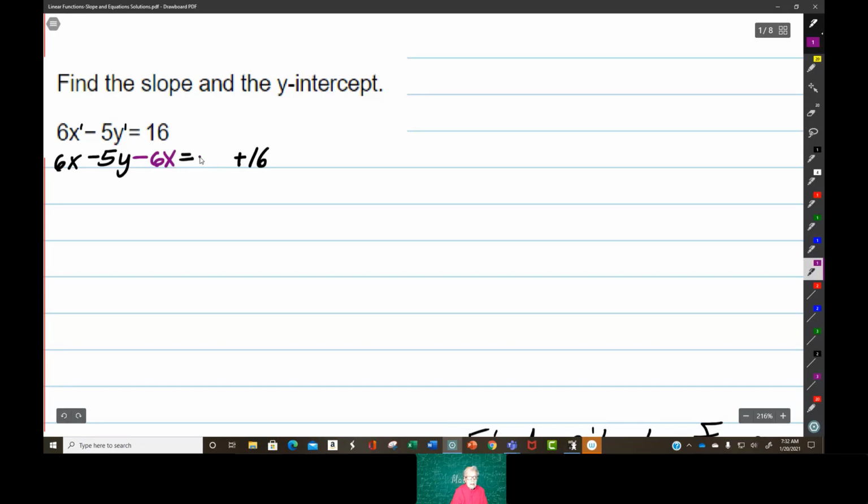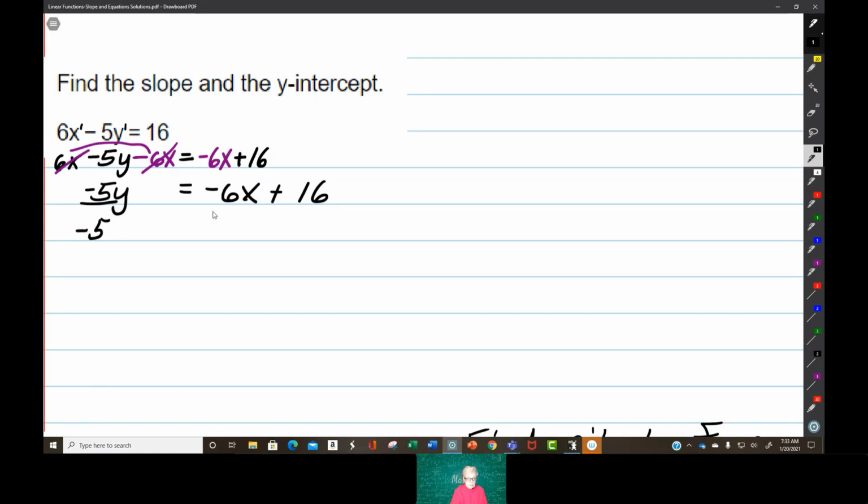Minus 6x, minus 6x. All right, now 6x minus 6x is 0. And you're left with negative 5y. That's what I wanted. So negative 5y equals negative 6x plus 16, then I divide through by negative 5 in order to solve for y. Why am I doing this? Well, I'll tell you in a minute.